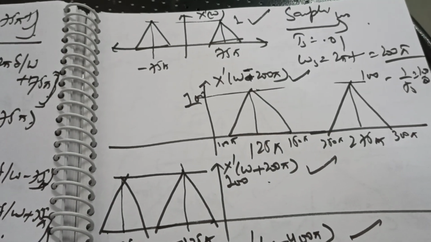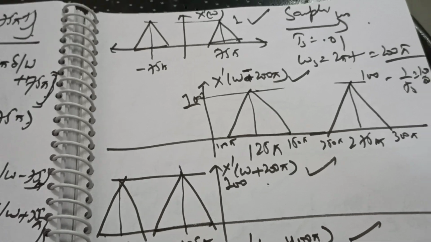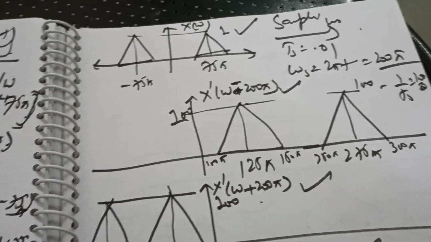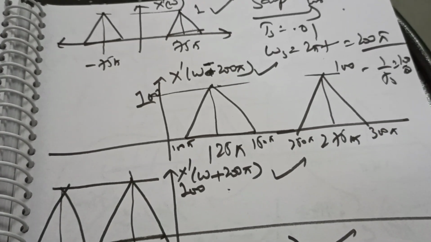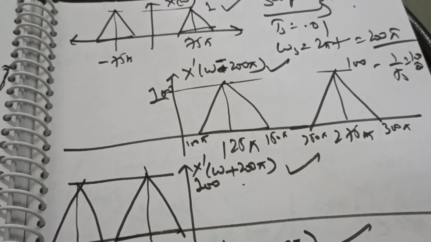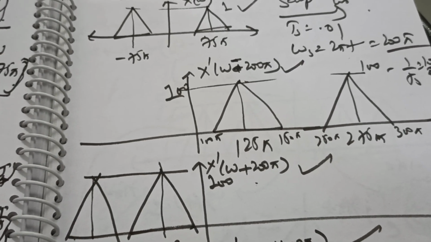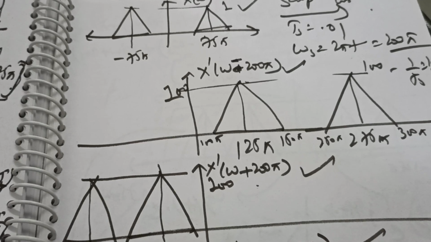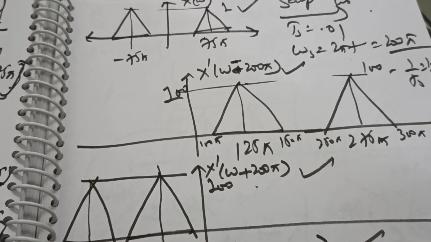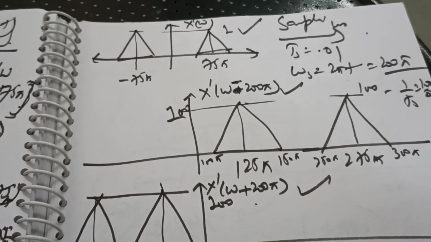Now have a look at this: 1, 75 pi, 75 pi. Now let's look at the samples. Ts is 0.01. Omega is this. Clear?